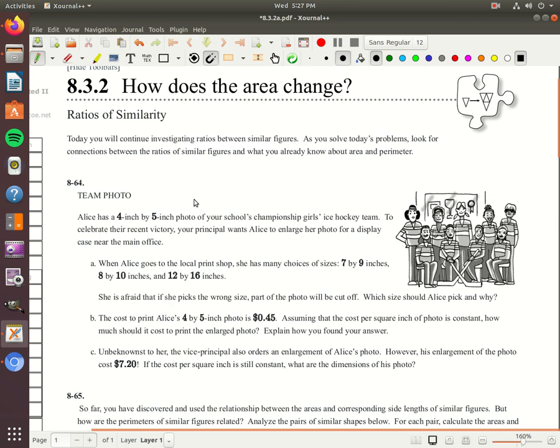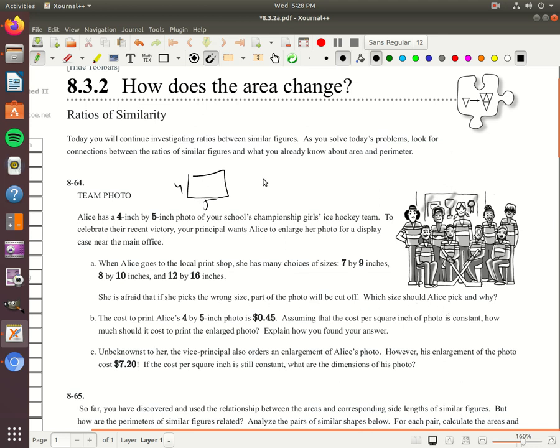Alice has a 4x5 photo, and it's of the championship ice hockey team to celebrate their recent victory. The principal wants to make the photo larger. So she goes to the print shop. She can go 7x9, 8x10, and 12x16, but she doesn't want it to cut anything off. So which should she choose?